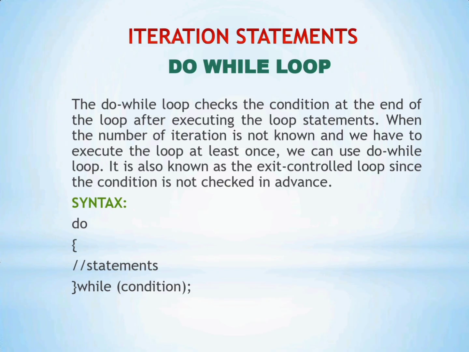Here the do while loop will first execute the program, and then it will check whether the condition is true or false. So that is why the do while loop is known as an exit check loop or exit control loop.